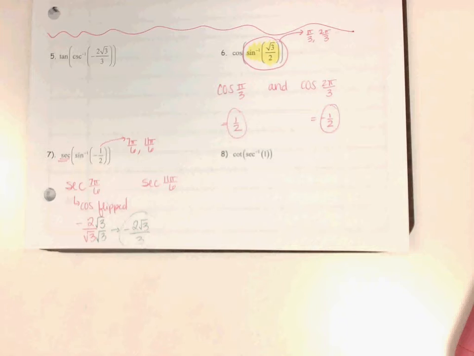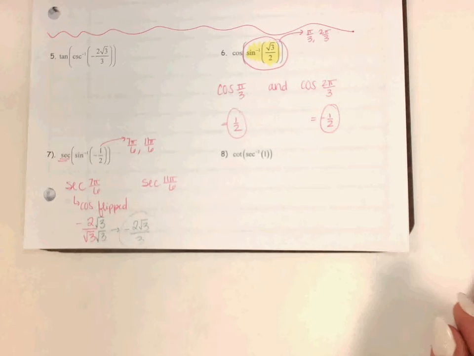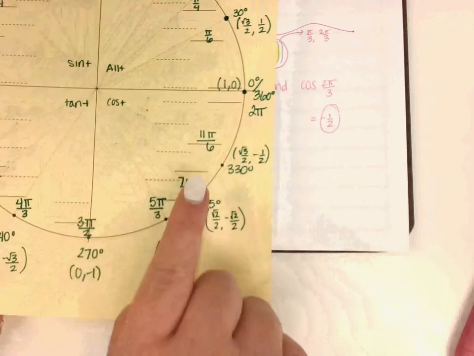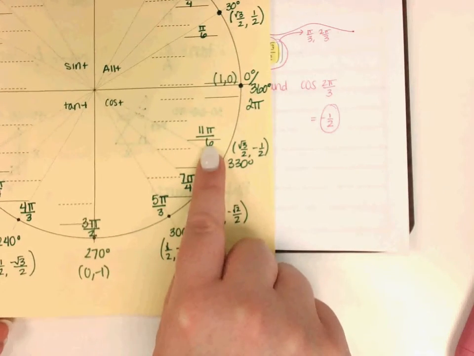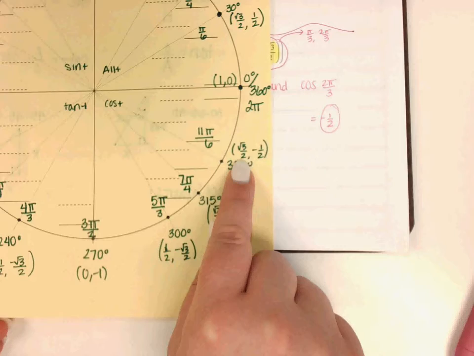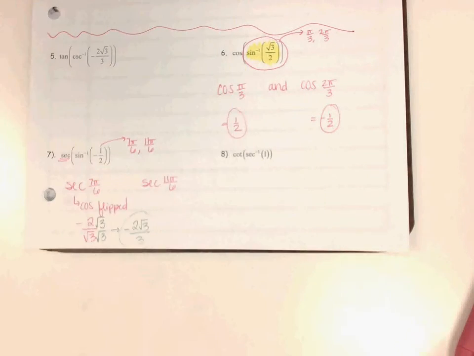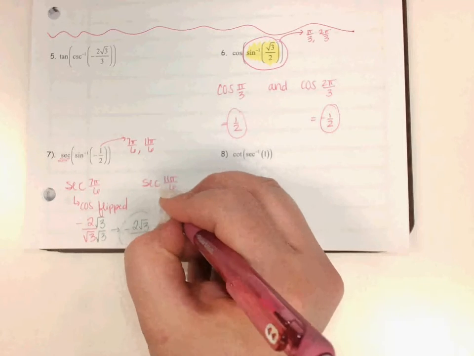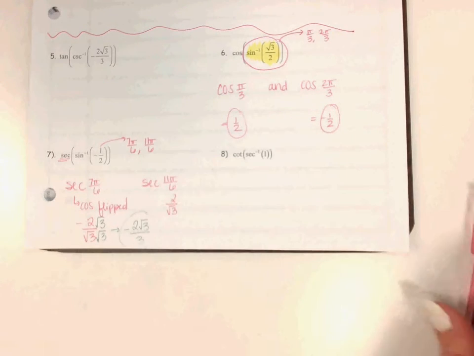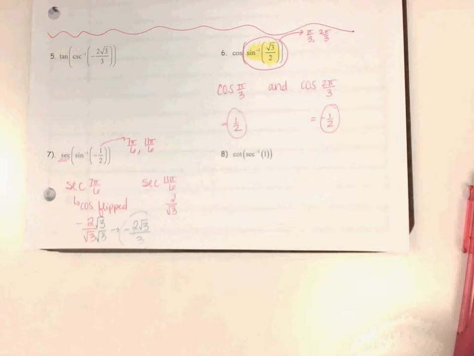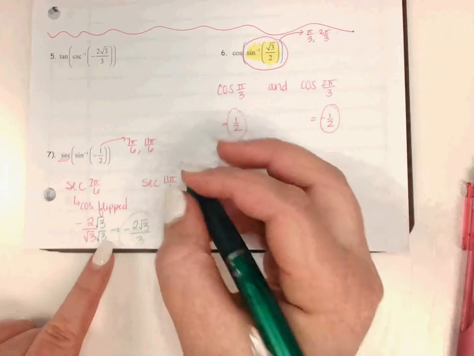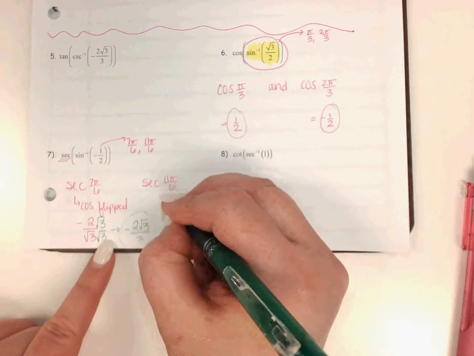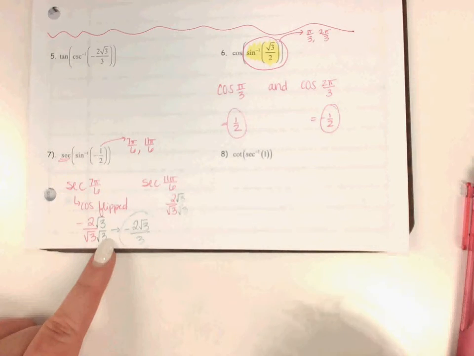Okay, let's do the same thing for 11 pi 6. For 11 pi 6th on my circle, put this back up in a second. 11 pi 6th is here. What's my x value for cosine? Root 3 over 2. If I flip it, what would I get? 2 over root 3, but this time it's positive. And then remember, I just fixed that. My answer is going to come out the same. I put my root 3 top and bottom, and I'd have 2 root 3 over 3.